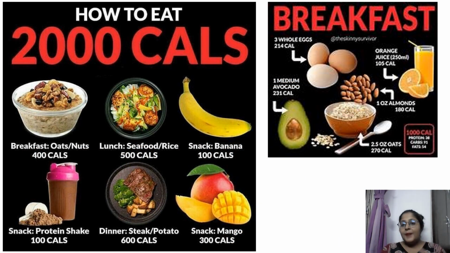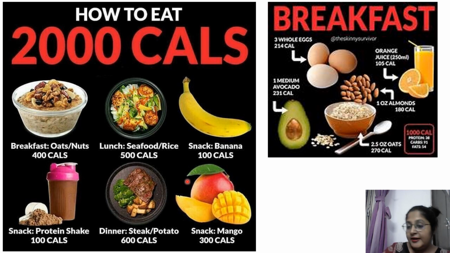So suppose we are preparing a 1,000 calorie breakfast. For a 1,000 calorie breakfast, what we can take is a bowl of oatmeal, about 270 kilocalories; 1 ounce of almonds, 180 kilocalories; 3 whole eggs, 214 kilocalories; one medium avocado, 231 kilocalories; and orange juice. So a complete meal with all of this will give you 1,000 calories.